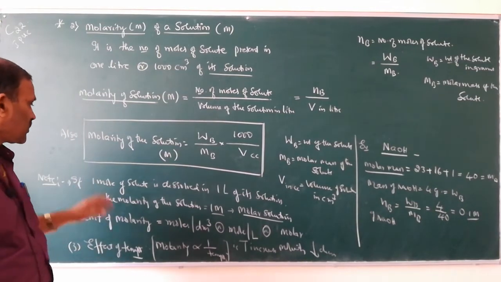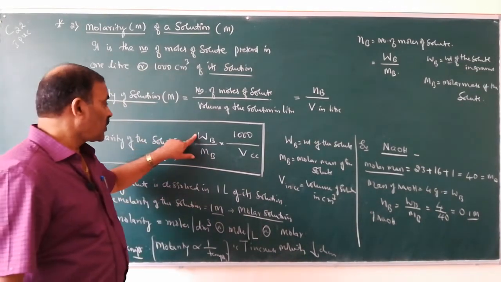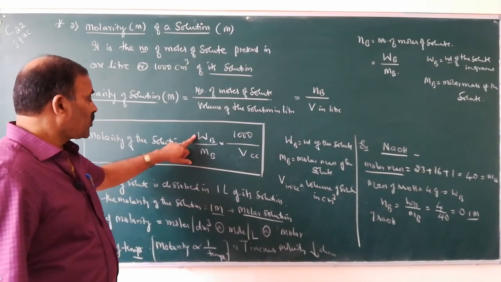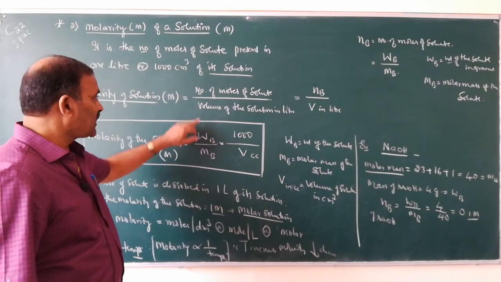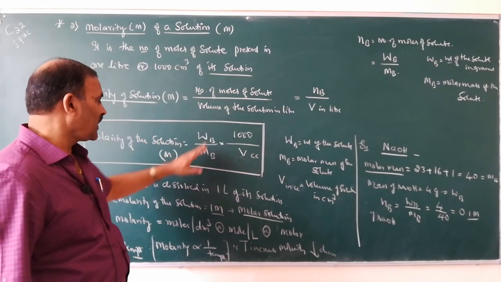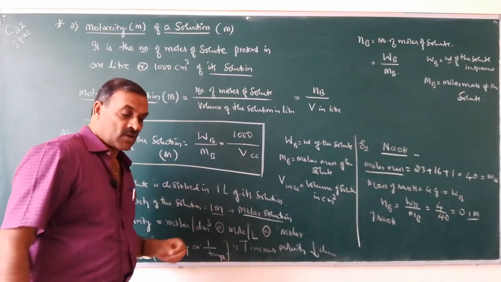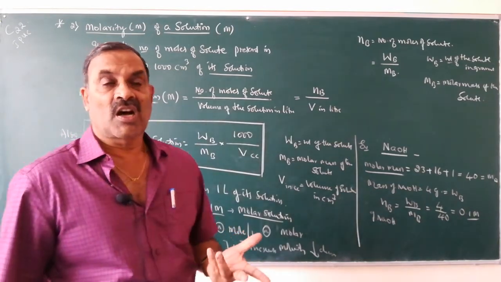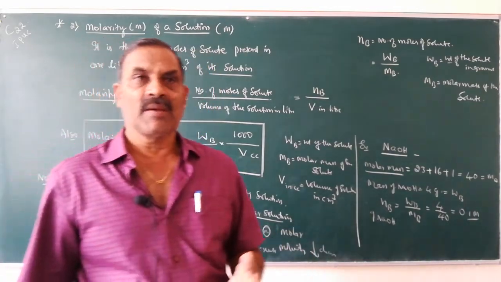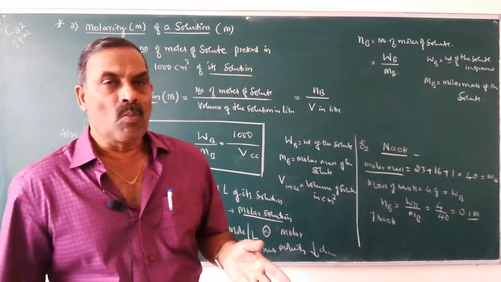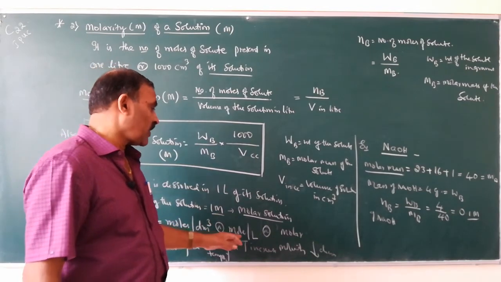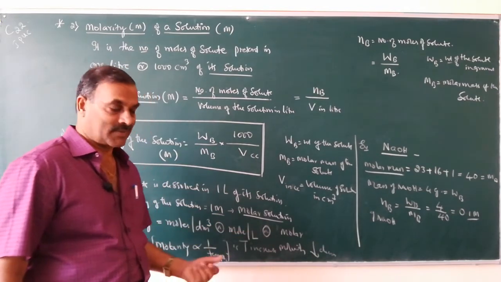Coming to the important notes. If the weight of the solute is equal to its gram molecular mass, then the number of moles is equal to 1 mole. If 1 mole of solute is dissolved in 1 liter, then that solution is called a molar solution or 1 molar solution. So what is the unit of molarity? The unit of molarity is mole per dm cube or mole per liter, or it is simply called molar.